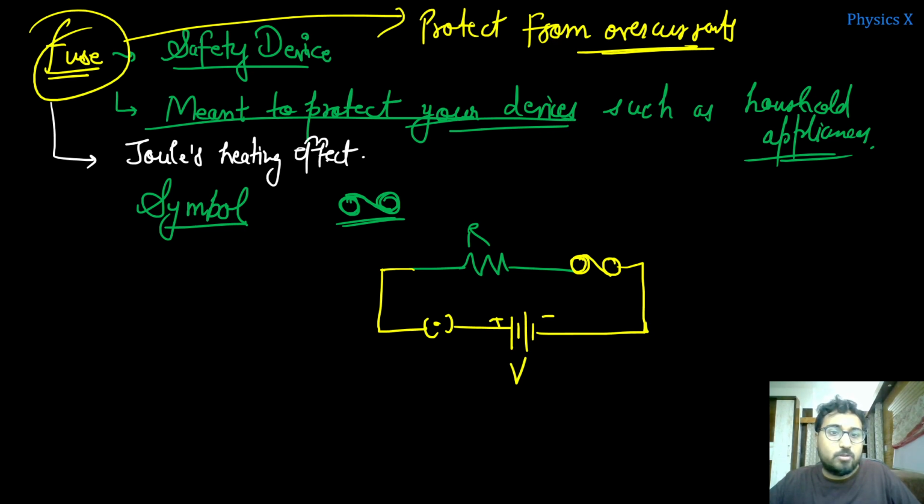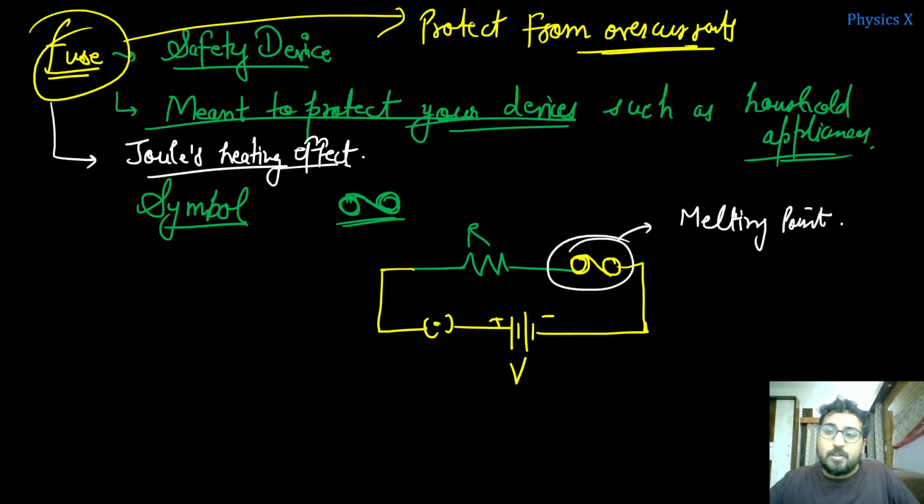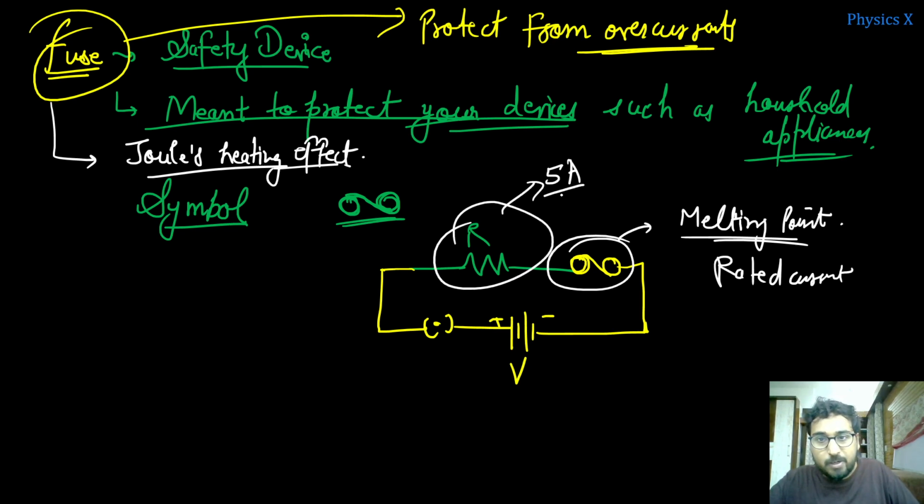The principle is based on Joule's heating effect in that the fuse is made of an alloy whose melting point is just near the rated current. Let us say through this load only 5 ampere is the limit which should be flowing. But sometimes in power systems, a current more than 5 ampere can be observed.